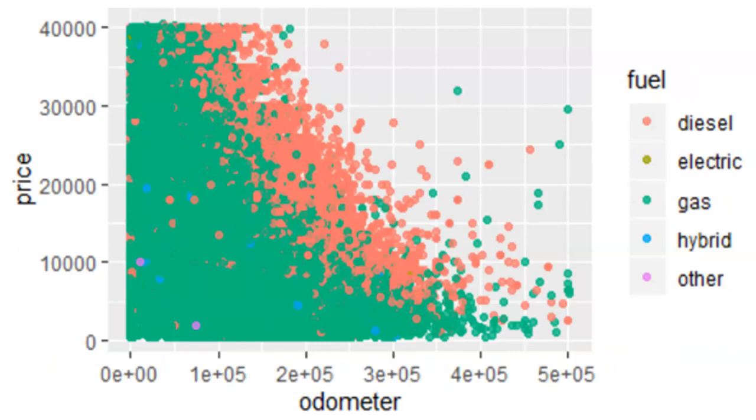Following the analysis from the previous graph, we wanted to see if there was any relationship between gas cars and diesel cars with our dependent variable price, based on visual analysis and observation.